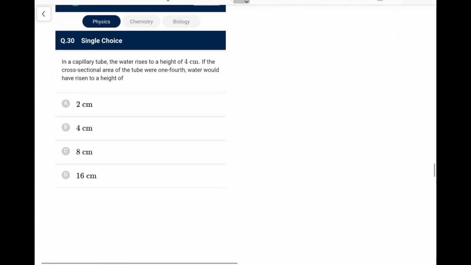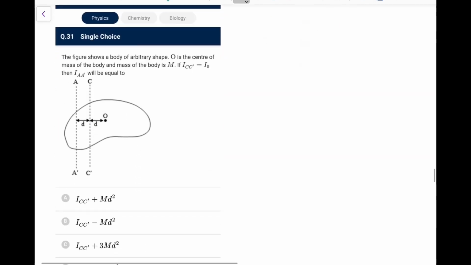Now go ahead. In a capillary tube, the water rises to a height of 4. If the cross-sectional area of the tube were 1/4, the water would have risen to what height? What you know is h is equal to 2S cos theta upon rho g a, where a is the radius. If the cross-sectional area is 1/4, that means the radius is half. So if the radius is half, the height will become double. So it's an easy one, 8 centimeters.